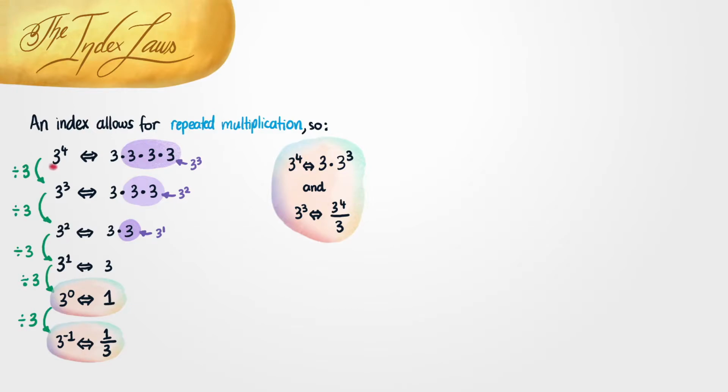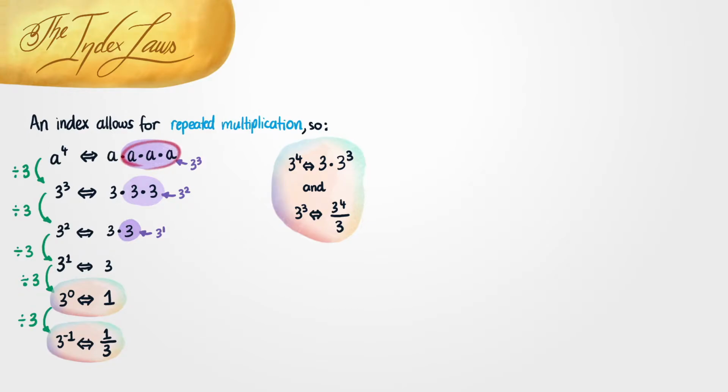Is there anything special about this number 3? Well, not really. If I raise 3 to the power of 4, that's the same thing as raising 7 to the power of 4. I just replace all of these 3's for 7's. So instead of writing 3 or 7, I'm going to write the letter A, and A can be any number you like.